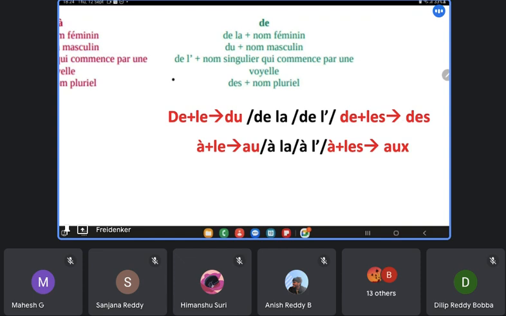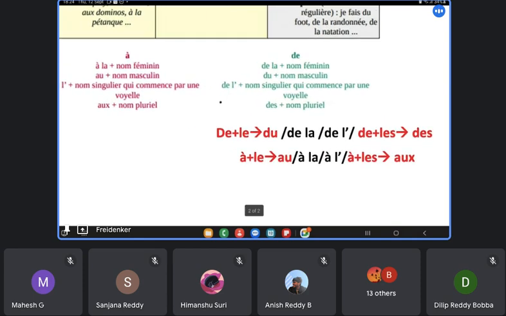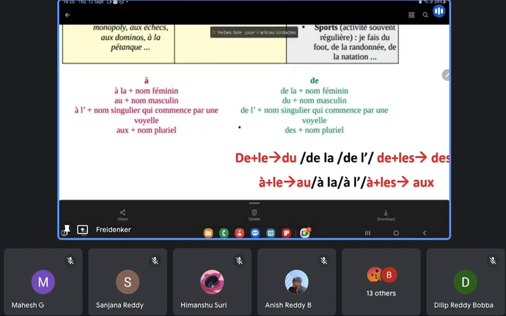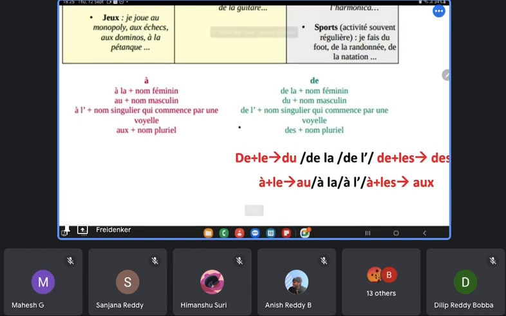De les will become des. À and le become au. À la remains as it is. À l'apostrophe remains as it is. À plus les is aux. It changes. So you have four places where the contraction happens. So this is basically the contracted articles. And you have some rules here. If you see, à la comes before a feminine noun, au will come before a masculine noun. It's the same thing but written in a different way.